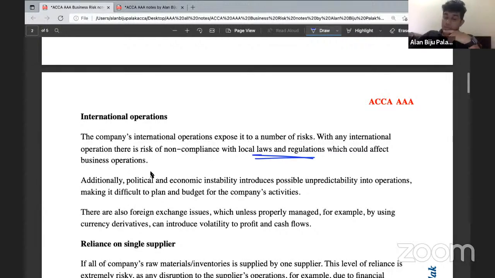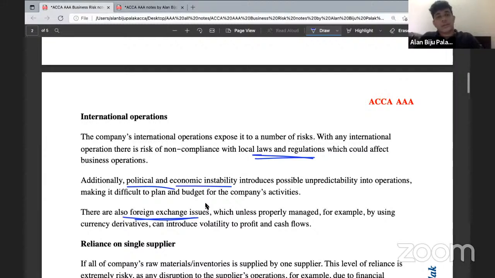Then, in addition to that, we also know that political and economic instabilities in the countries will appear. And when there are political and economic instabilities, the company won't be able to achieve its objectives because they won't be able to plan and budget properly. That's another business risk. And in addition to that, there are also cases where foreign currency issues may arise.